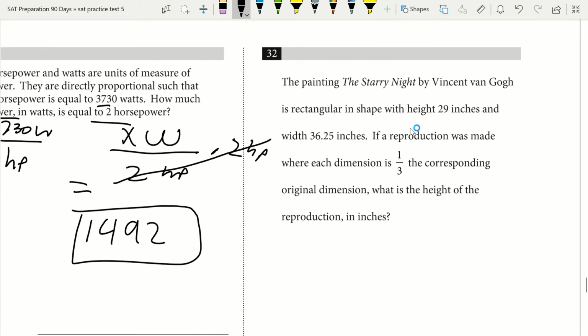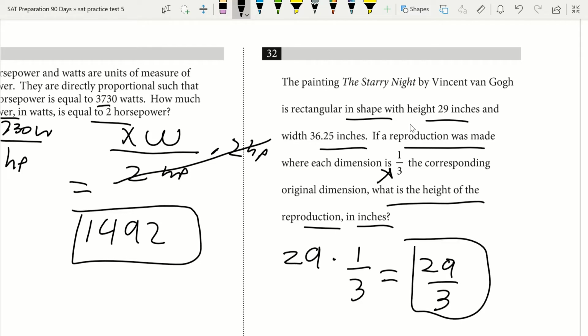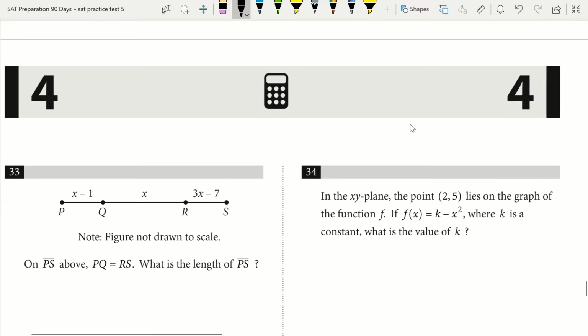So we have The Painting Starry Night by Vincent van Gogh is rectangular in shape. It's got a height of 29, a width of 36.25. A reproduction was made. Each dimension is a third of its corresponding original dimension. What's the height of the reproduction in inches? Well, the height was 29, so we take that 29 and multiply it by 1/3. 29 times 1/3 is going to give us 29 over 3. So our answer there is 29 over 3. That one right there, pretty simple. As you can see, kind of a bit of a drop down in difficulty from those multiple choice ones, especially what 22 was looking like.